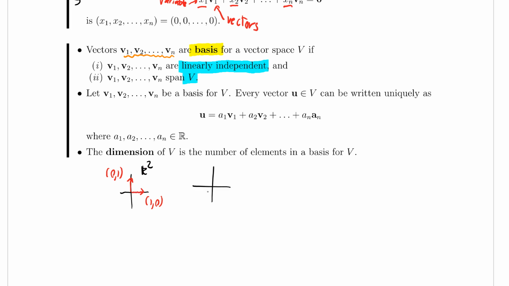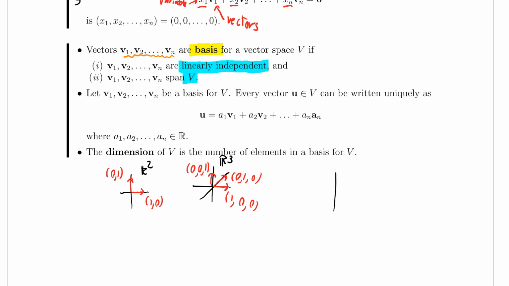Now, for R cubed, the usual basis that we will think of are the vectors 1, 0, 0, and 0, 1, 0, and then 0, 0, 1. So now notice again that these three guys are linearly independent and they also span the entire vector space.